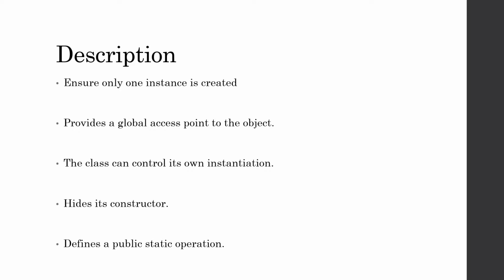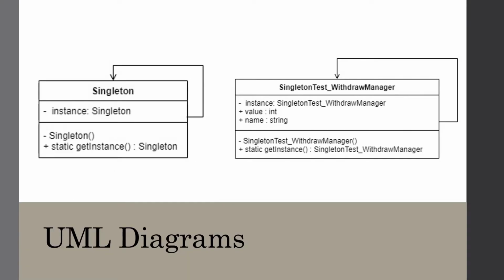This pattern also hides its own constructor, making the class not callable from outside of itself, and it defines a public static operation that returns the instance of the class. The UML diagrams for this pattern are these ones. The one on the left is the general one, and the one on the right is the one that I'm going to be using in my example.